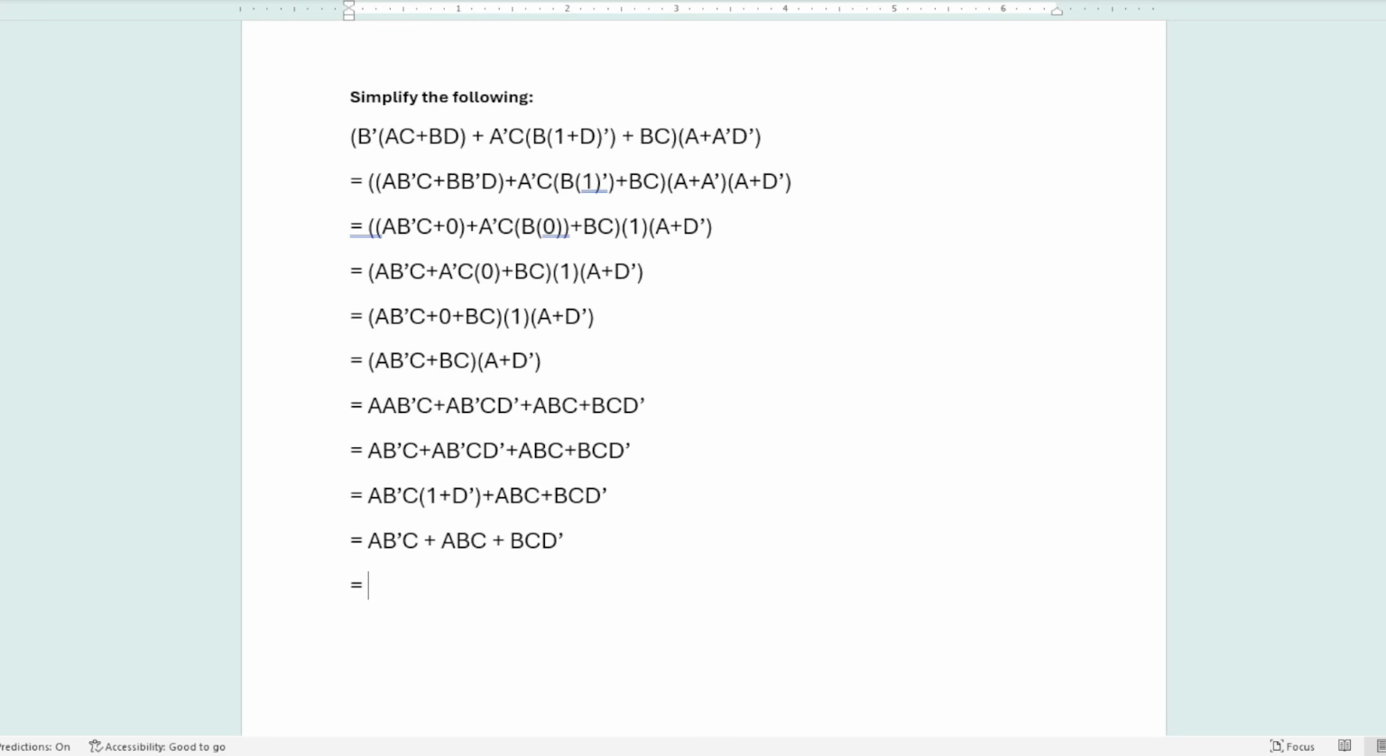Now we can actually take common from these two terms. So I can take ac as common, so now this becomes b prime plus b, and the remaining term is bcd prime. So b plus b prime is 1, so the expression becomes AC plus BC D prime. And I do not think we can simplify it further, so this is the simplified equation from this question.